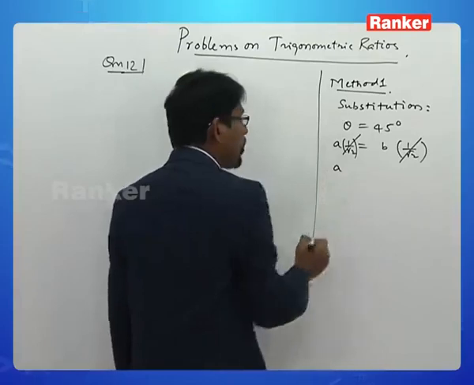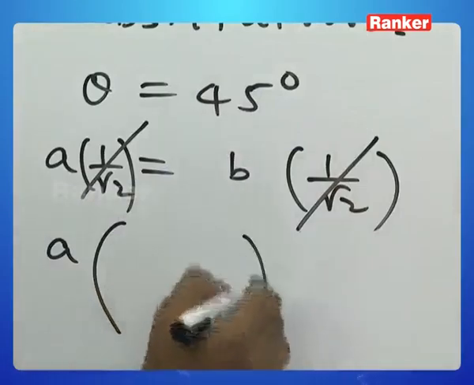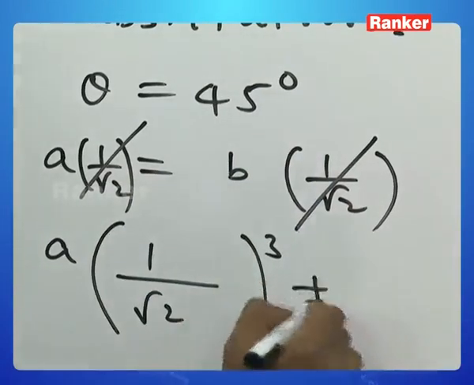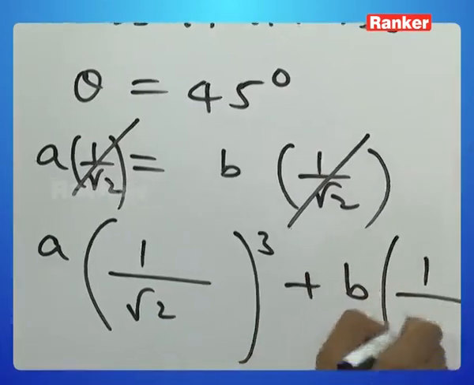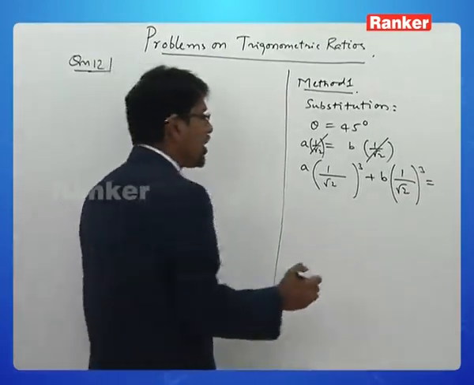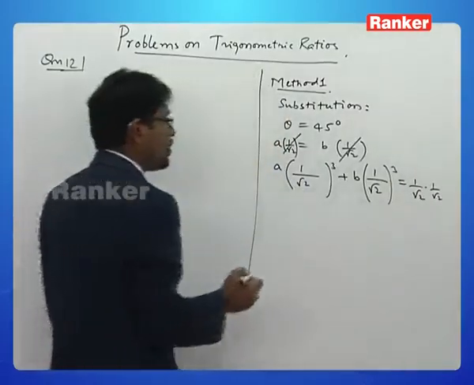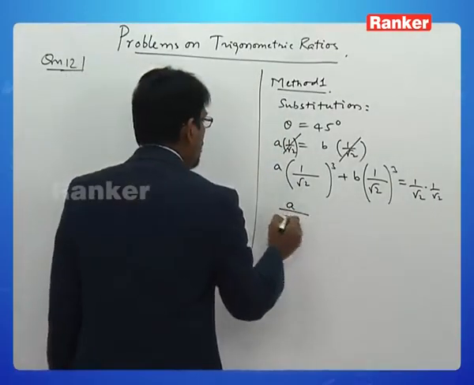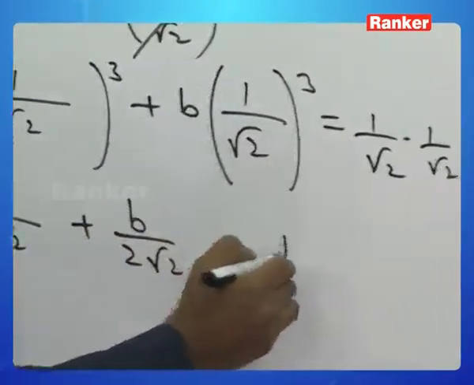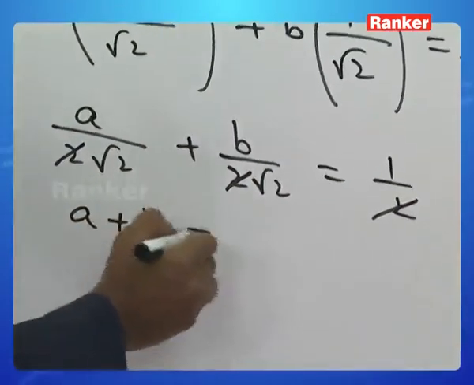Now coming to the second equation, A cos³θ + B sin³θ. What is cos 45? 1/√2, cubed, plus B sin³θ, that's also (1/√2)³, is equal to sin θ cos θ. What is sin θ cos θ? 1/√2 into 1/√2, so that makes it 1/2. So what we get here is A/(2√2) + B/(2√2) is equal to 1/2. This 1/2 can be cancelled, so you get A + B is equal to √2.